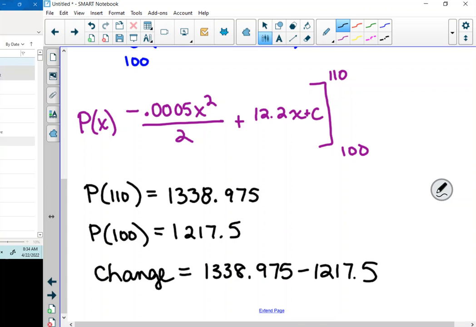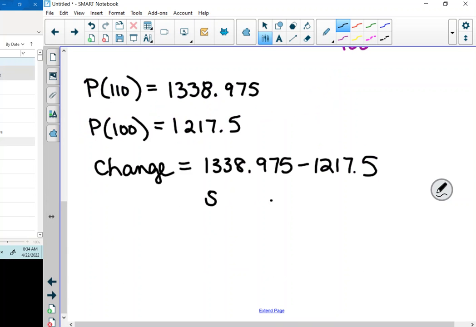1338... so 121... Ooh, where's my eraser? And now where's my pen? $121,475. Let me check that. Am I right? Did I do that right?